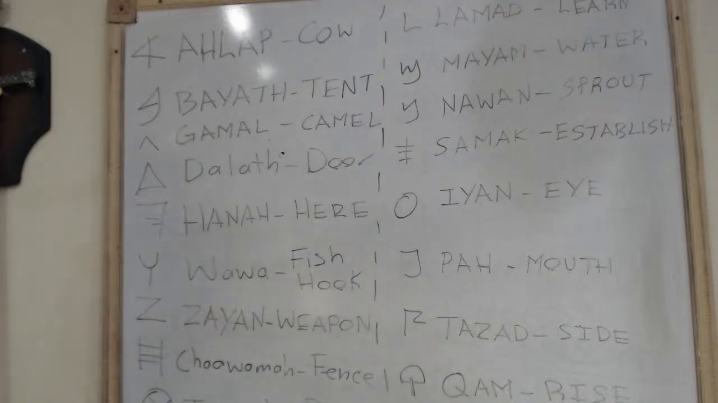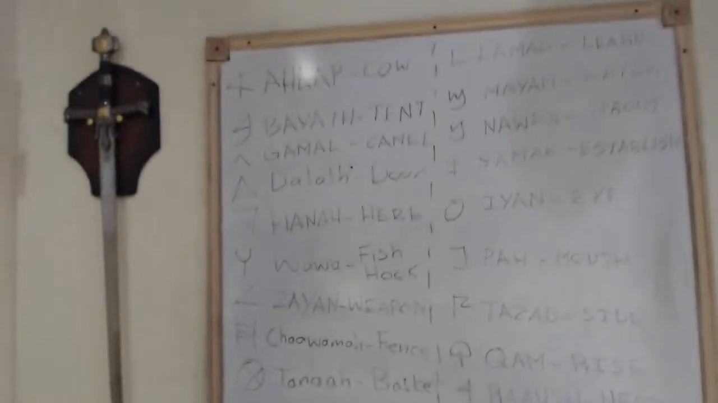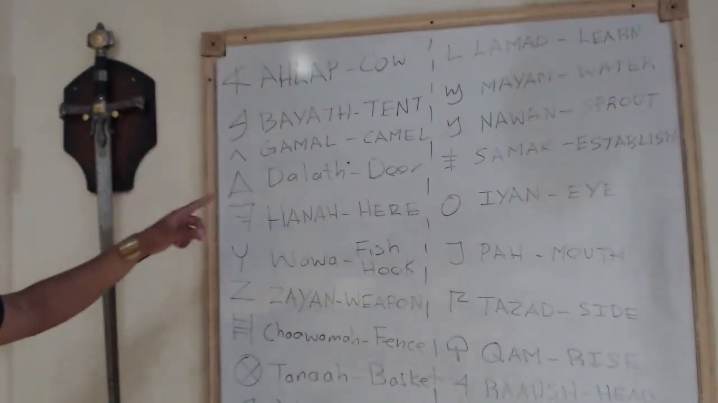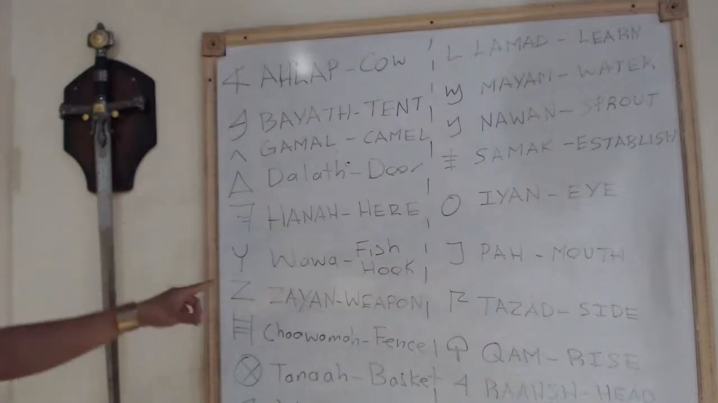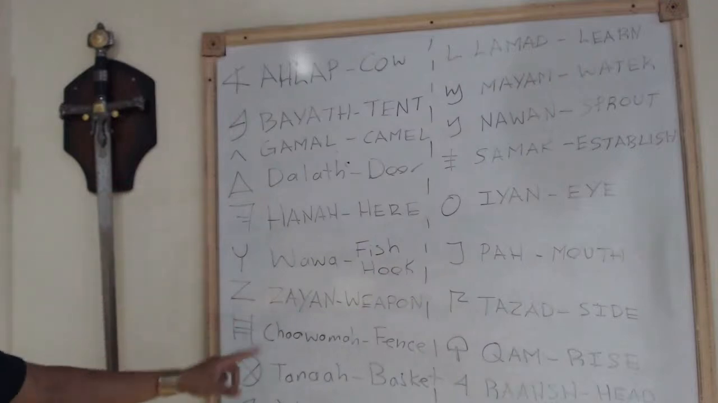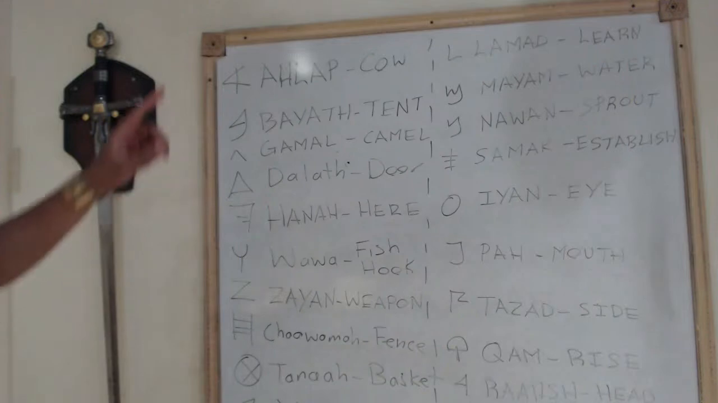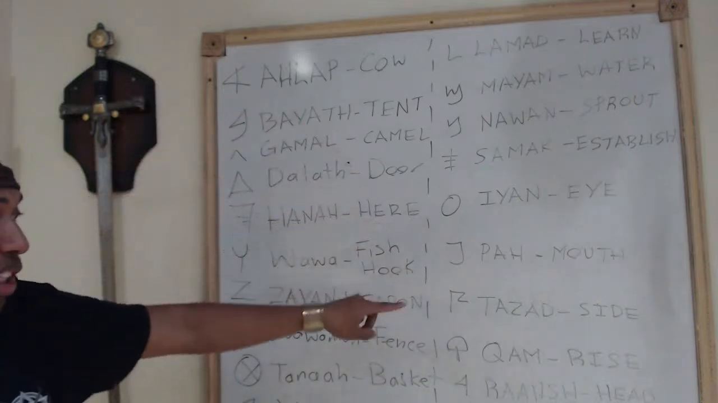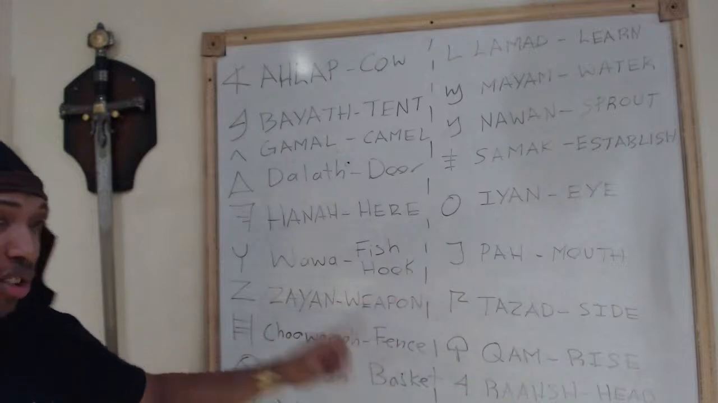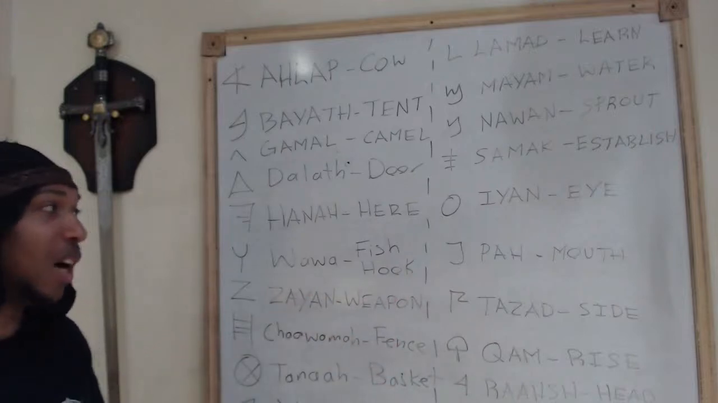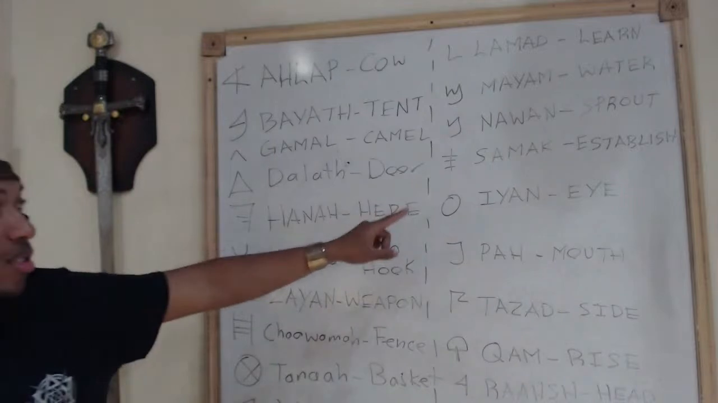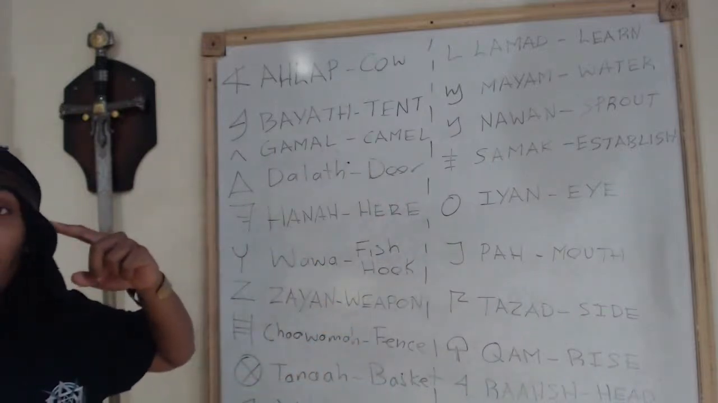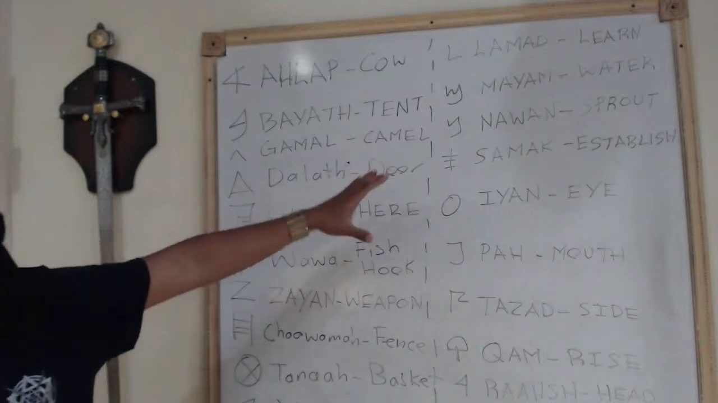What we want to get to next is, instead of saying Abba Gada, we want to say Allah Bayat Kamal Dalas. Hana Wow Zayan Kamal. Kauma. Tana'a Yad Kap Lamad. Mayam Nawan Samak Ayan. Pa Tazad Kwam Ra'ash. Shan Dao. Right? Because now, if we can do this, we've just sealed in our mind, like crazy vocabulary.